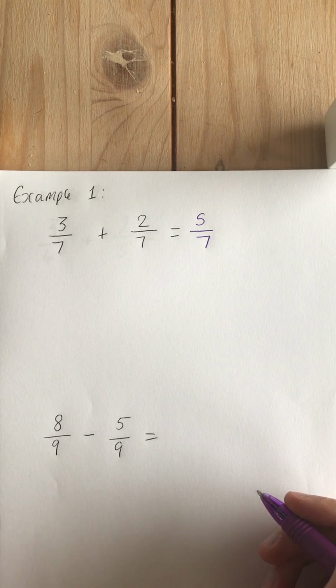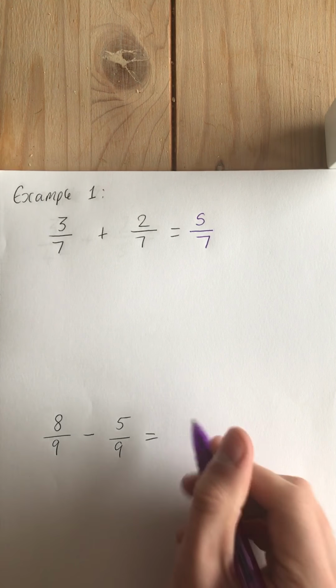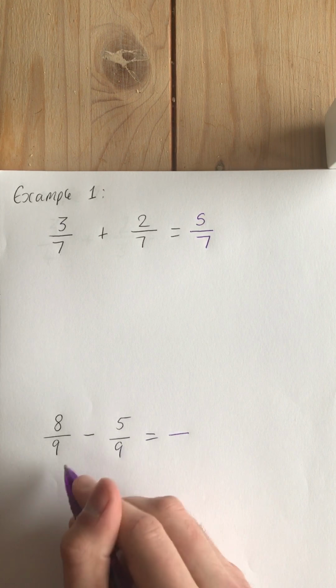The same rule applies when you're subtracting fractions. As the bottom numbers are both 9, it will stay 9, and then do 8 take away 5, which gives me 3.